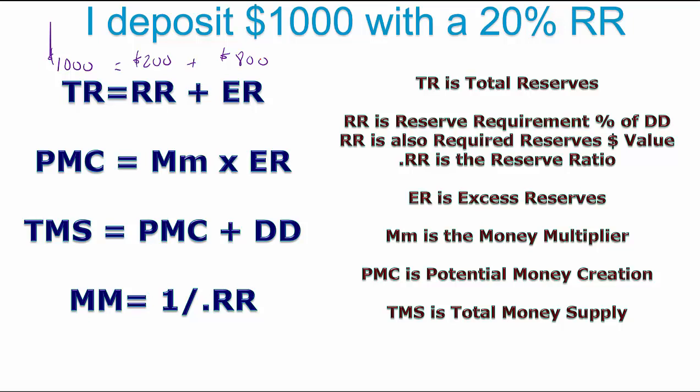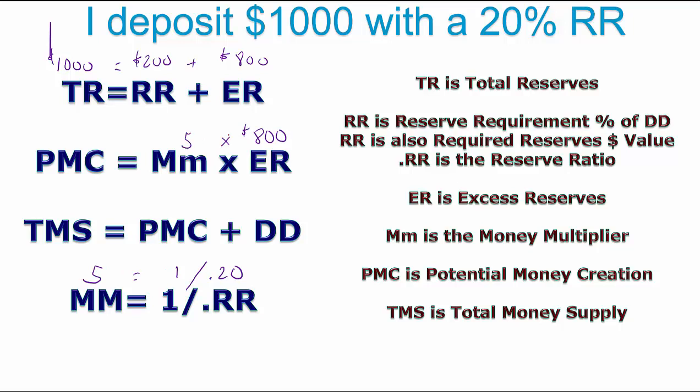Next, there is a term called potential money creation, or possible money created. Okay, that's PMC. PMC is equal to the money multiplier times the excess reserves. So from my $1,000 deposit, we already calculated that there were $800 in excess reserves. The money multiplier, let's look down at the bottom equation, is found by taking the number 1 and dividing that by the reserve ratio. So if I do 1 divided by 0.20, I get 5. So the money multiplier is 5.